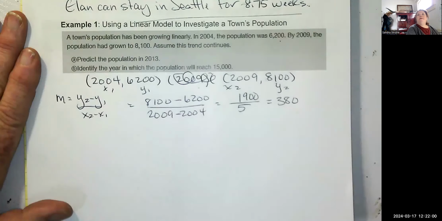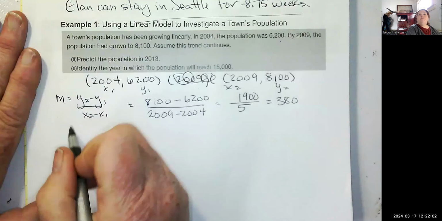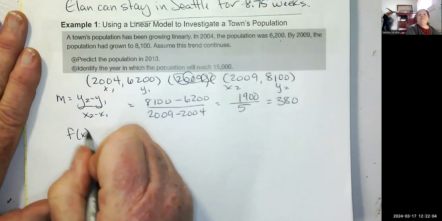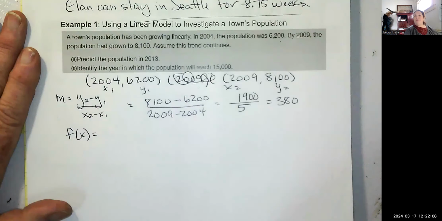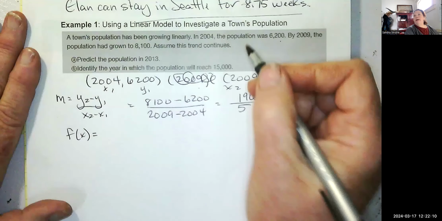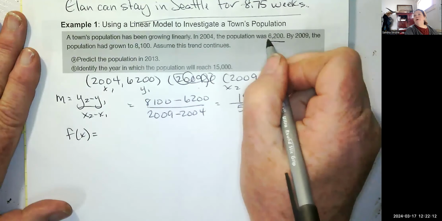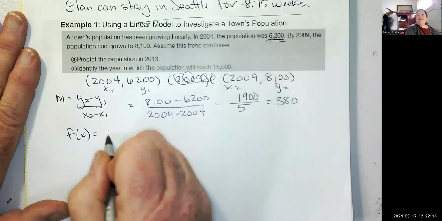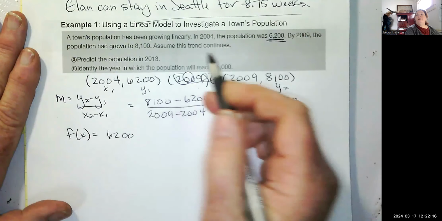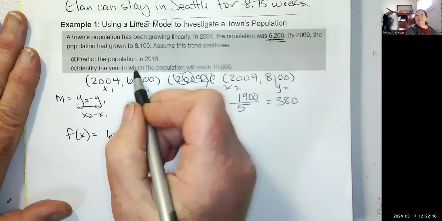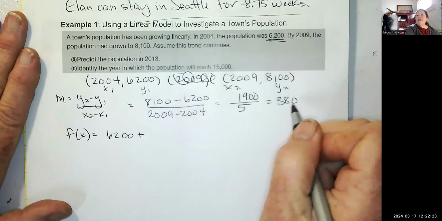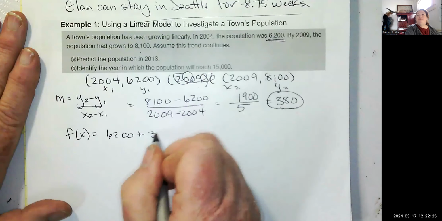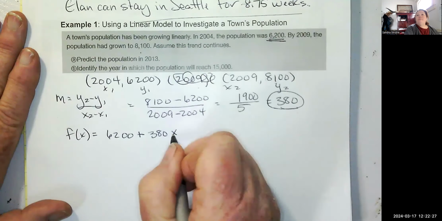Okay. So we're going to create our linear function. f of x is equal to, well, what's the initial value? What's the earliest population we know? And that is 6,200. So 6,200. Are we adding to the population or subtracting? Well, 8,100 is going up, so we're adding to the population. We're adding 380 new people per year.